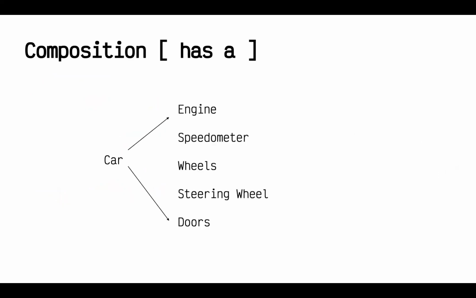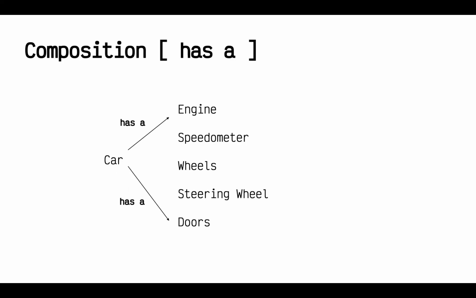So now let's talk about relationships between objects. First of all, composition. Composition is what I call the has-a relationship. Let's take an example of a car. A car is made up of, and this is a subset, obviously, engine, speedometer, wheels, steering wheel, and doors. The key thing here is if I say a car has a speedometer, that's correct. That sounds right. Okay, and you'll see why that's important in a minute.